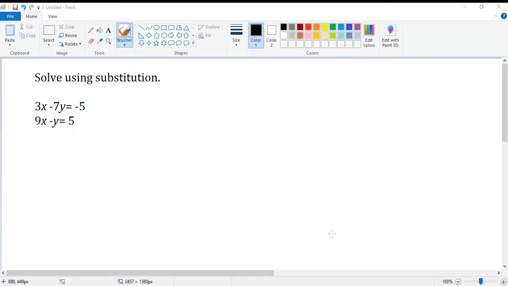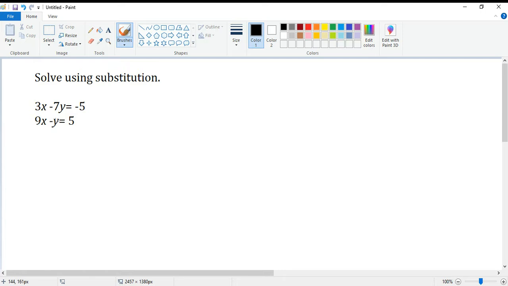Hi, in this video we're going to solve this system of equations using substitution. When using substitution, your first goal is to get one variable by itself. Because this y has a -1 in front of it, it would be the easiest variable to get by itself.